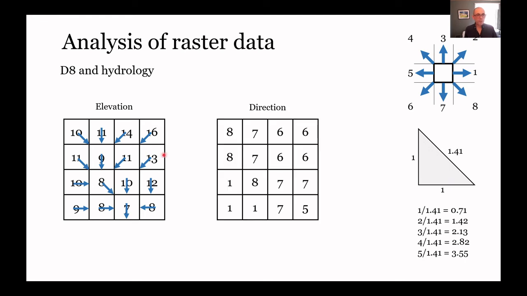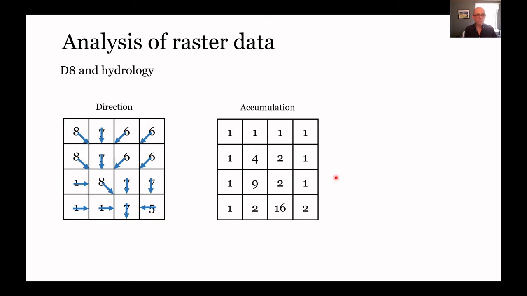Okay. So now we can translate these into directions using this model up here. We get our directions. Okay, so that's our direction model. We know which way the water is going to be sent. We then need to calculate accumulation. So we start here. That's not receiving anything. There's no arrow pointing into this cell. So it's only receiving water from above, 1.